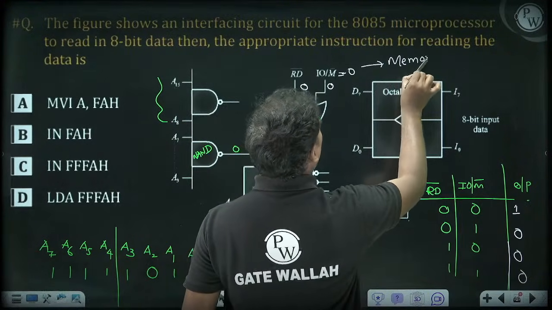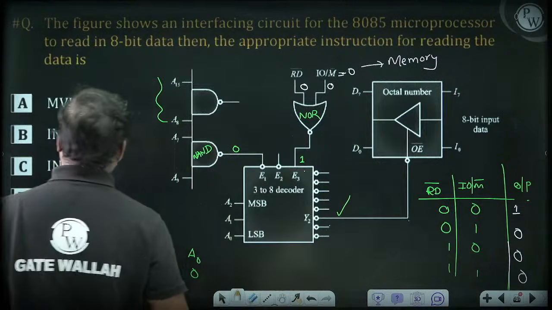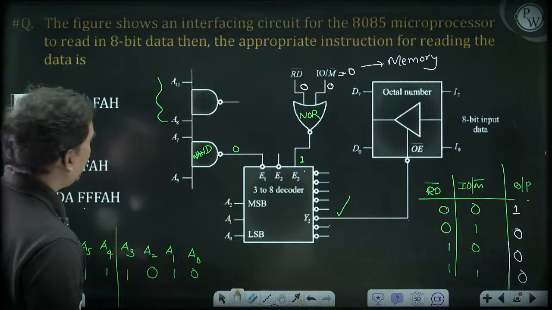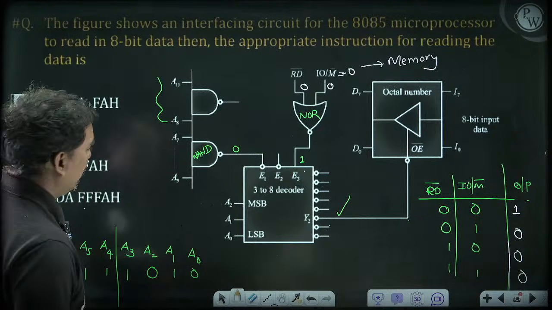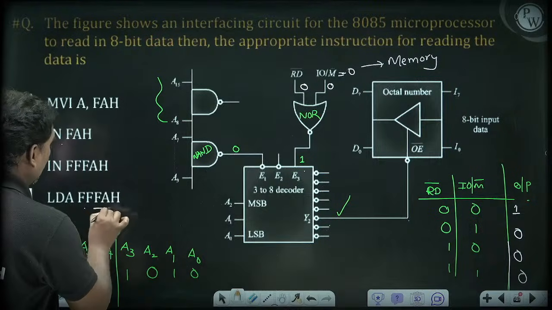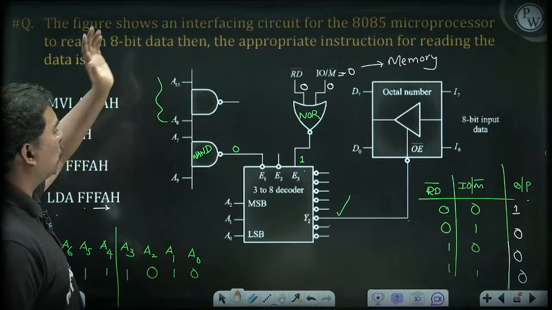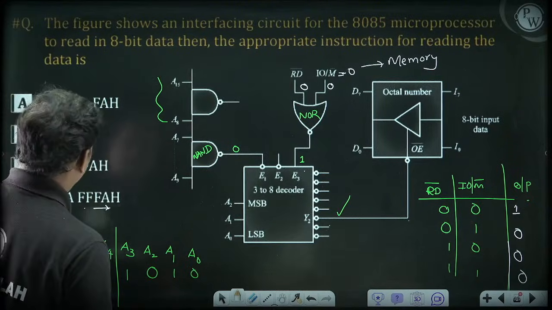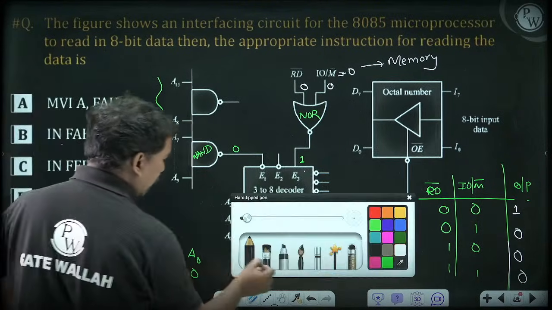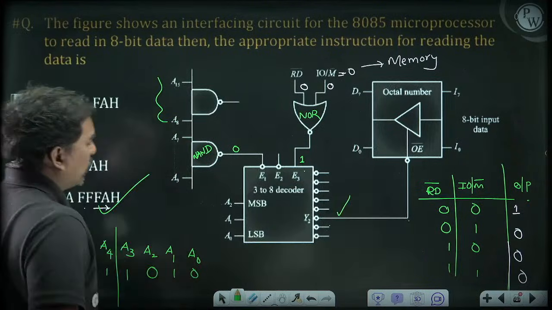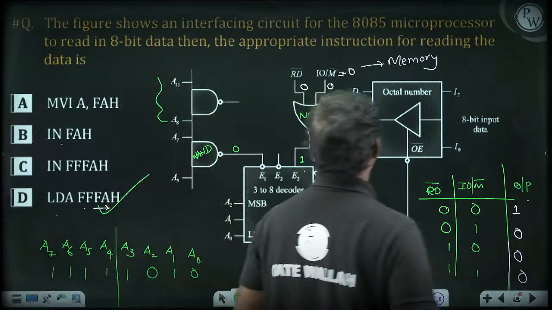Memory related operation means you cannot go for IN. So you have to go for LDA. Very superb question here. LDA and FA is there. Another thing is, A8 to A15 are unused, so you can take that. LDA is the right answer. It's a very good question actually. Very, very good question.